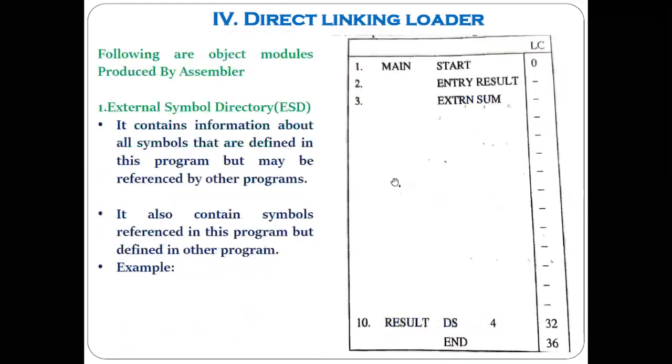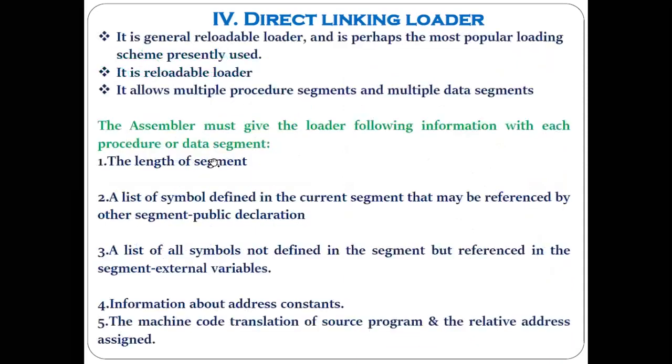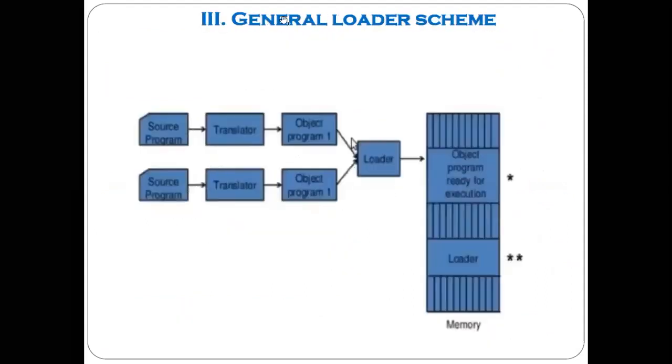Okay. Now, related to these, different object modules are produced by the assembler. Next point we are going to discuss here: different object modules produced by the assembler. Okay. Now, which are those different object modules produced by the assembler? And these object modules produced by the assembler are given to the loader. Here you can see in the diagram.